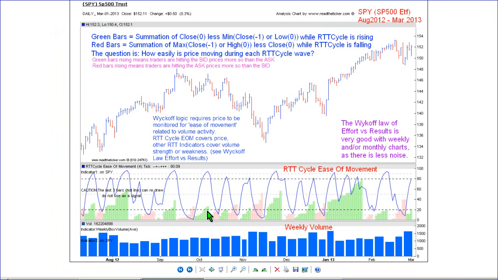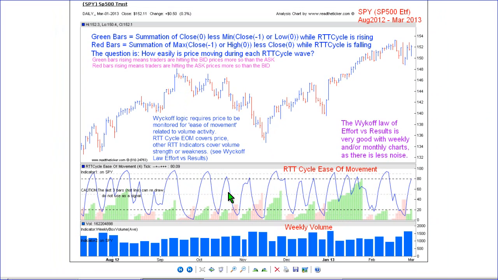Now, the idea is to be able to compare how well price moves during the upswing compared to other upswings. For example, here price moves up better than there, and price moves up better than this one here. And you can also compare how price falls compared to other downswings. So the idea is to work out ease of movement.